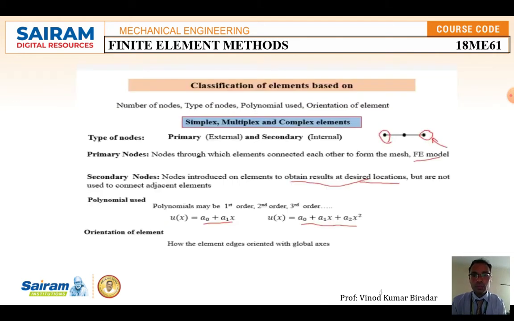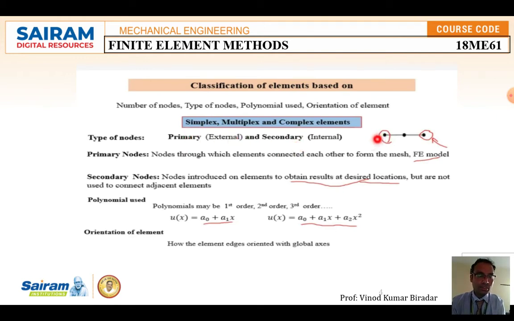Now let us understand the classification of elements based on the number of nodes, types of node, polynomial used, and orientation. Normally there will be two types of node: one is the primary node, and the other is the secondary node. Primary node is nothing but only the end node.